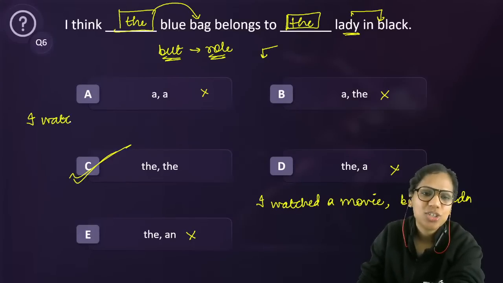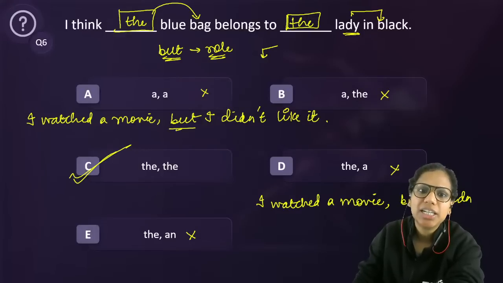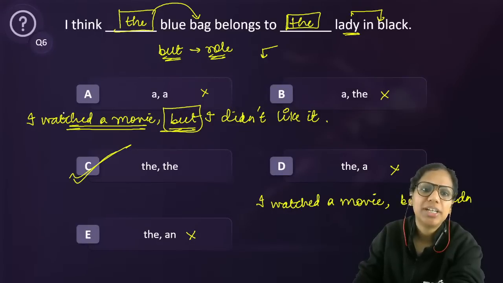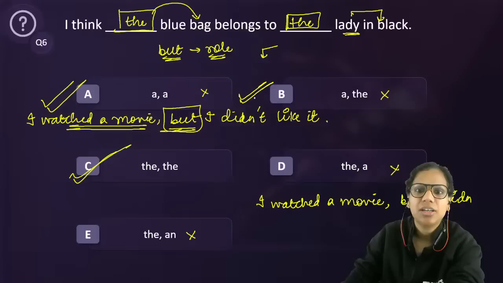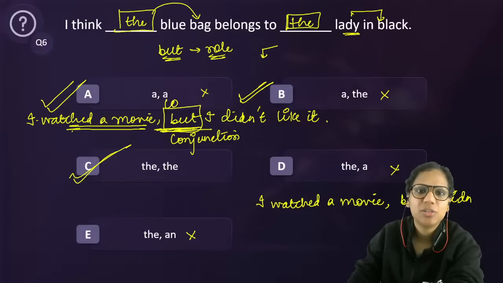So I watched a movie, but I didn't like it. Now, here you are clearly creating a contrast, and through this contrast, you are joining two ideas. I watched a movie, I didn't like it. You're joining them using this but. So this is a conjunction because that's the job of a conjunction to join two ideas using a specific relationship, here being contrast.